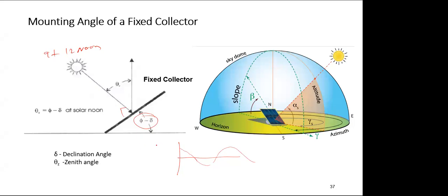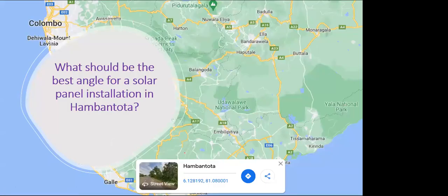Then the summation, we can assume that it is 0. That's the effect of the declination angle throughout the year. It is 0 because it is minus, plus, and everything is there. That's the reason. If you go for Hambantota, yes, your answer is correct. The angle should be exactly this value in Hambantota.